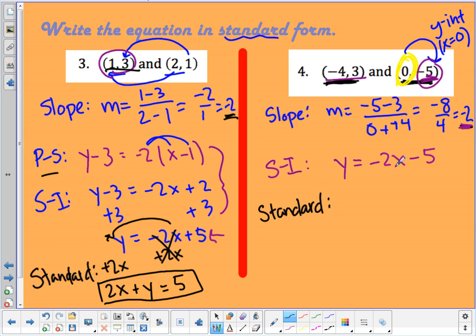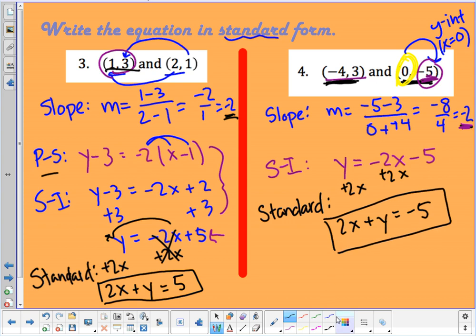That means I need to add this 2x. So I have 2x plus y is equal to -5. That is my standard form. Notice, by the way, that even though I wrote this 2x underneath the y, that wasn't because I was combining the x with the y term. That's just to signify that it's going to the other side of the equal sign. But we all know that we can't combine x and y. That's 2x plus y equals -5.